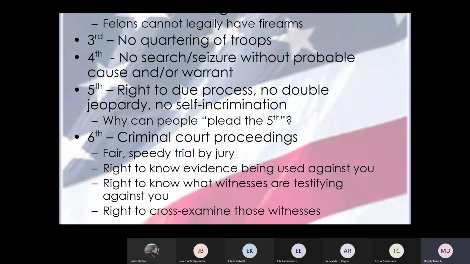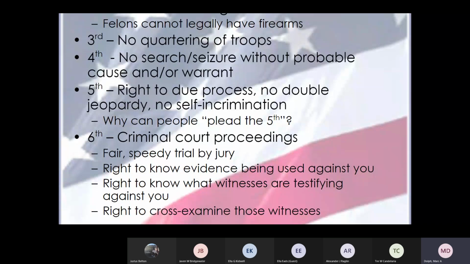Right to know your evidence. Right to know what witnesses are testifying. Right to cross-examine. These are all the things that make court cases so interesting, right? If one guy just came in and was like, I got all these... Has anybody ever seen My Cousin Vinny? Watch that movie. It's old, but it's really, really good. Very funny movie. Does a great job of showing a lot of these different things. Super great movie. I wish we could watch it in here.